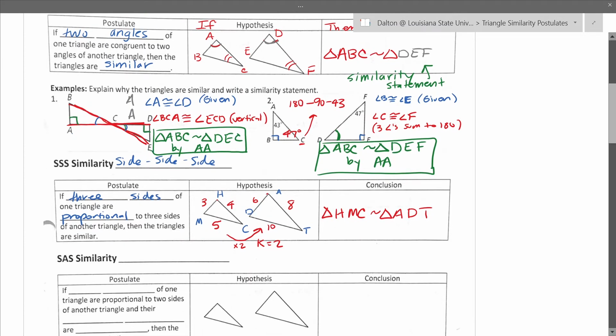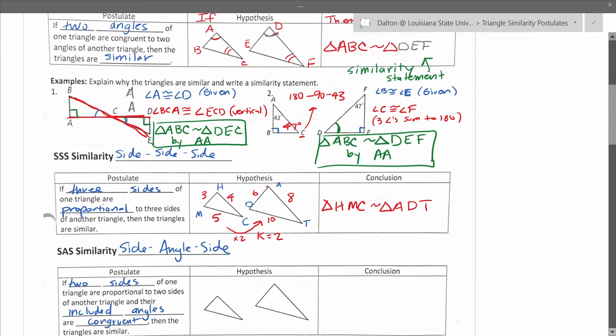Okay, for similarity, there are only 3 postulates. So this is the last one, SAS. So this is called side, angle, side. Side, angle, side similarity postulate. It claims if 2 sides of one triangle are proportional to the 2 sides of another triangle, and their included angles are congruent, then the triangles are similar.